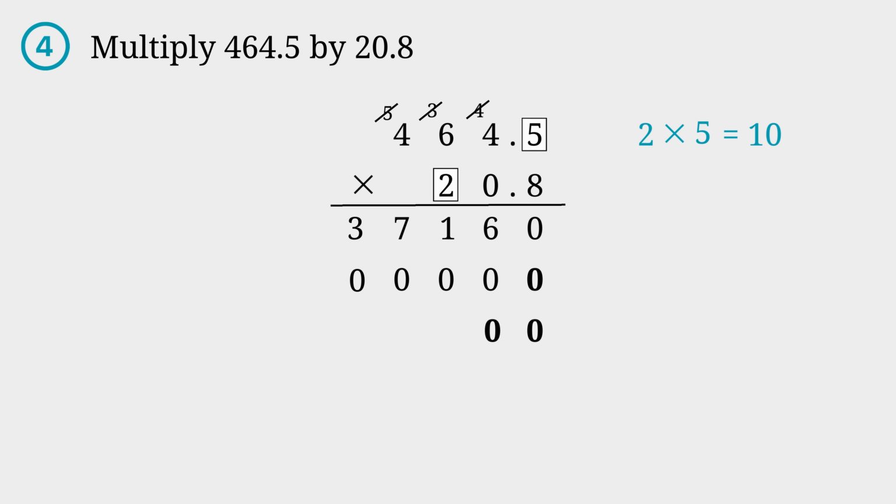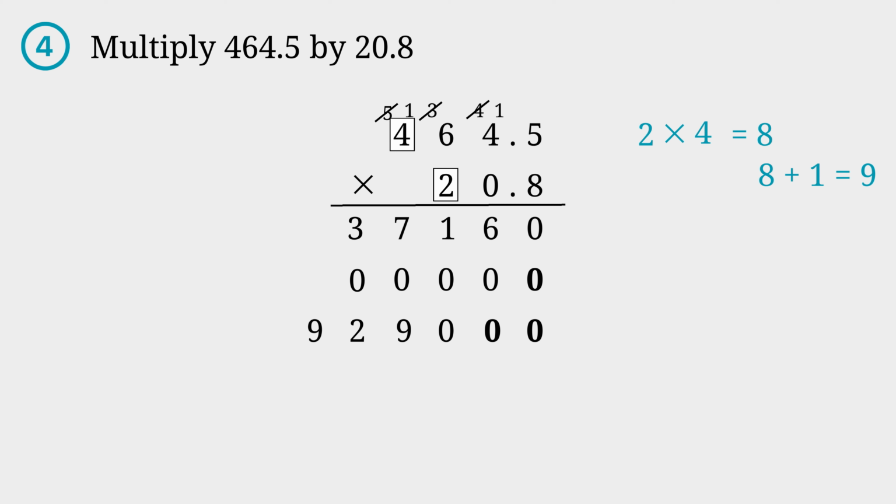2 times 5 is 10. Write the 0 down and a small 1 at the next digit. 2 times 4 is 8. Add the small 1 to make it 9 and write it down. 2 times 6 is 12. Write the 2 down and a small 1 at the next digit, which is 4. Last multiplication. 2 times 4 is 8. Add the small 1 to make it 9 and write it down.